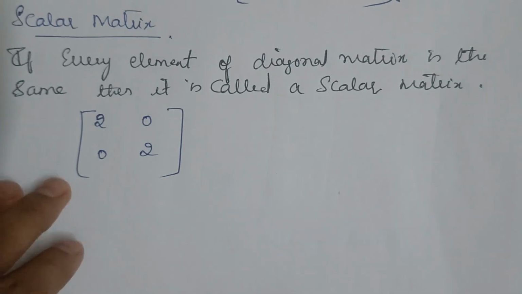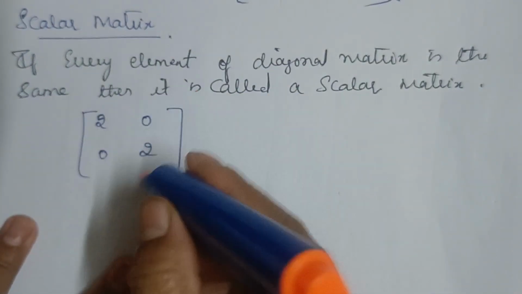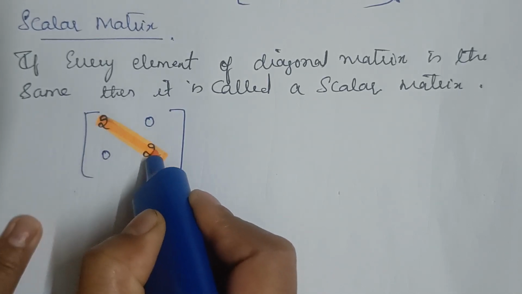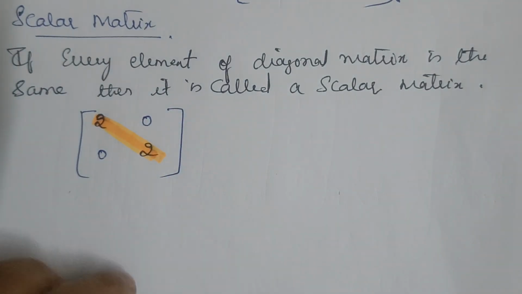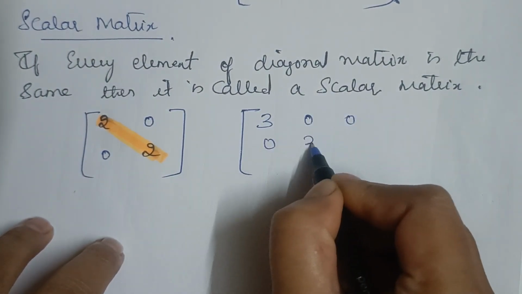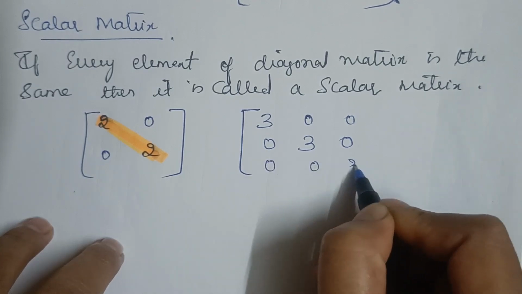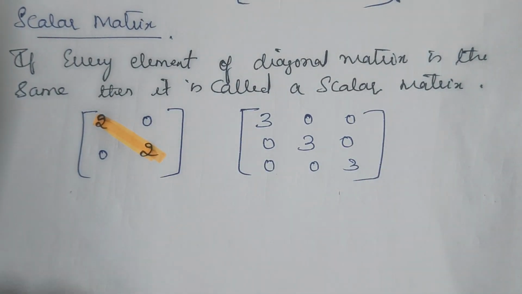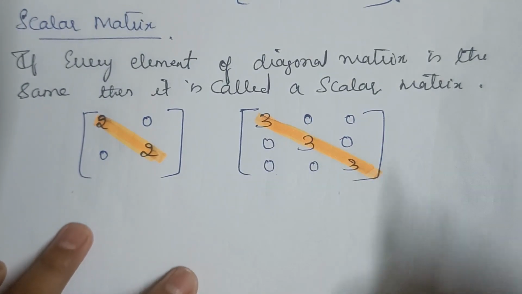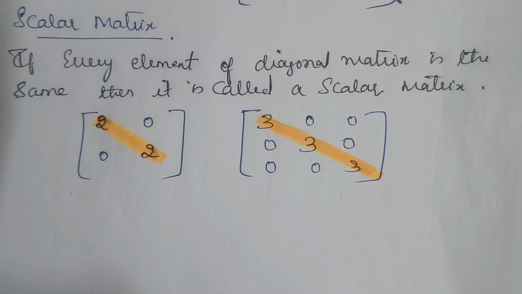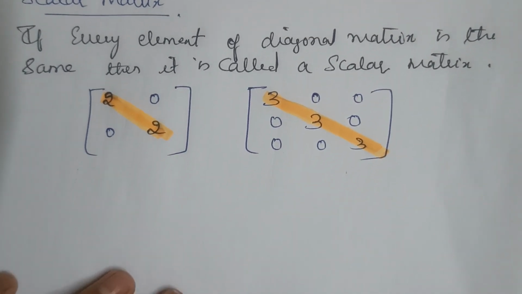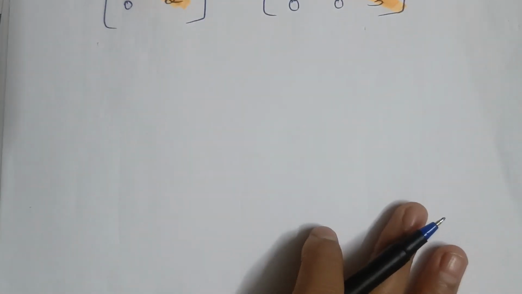You can see here the principal diagonal elements. This is a diagonal matrix, of course, and the principal diagonal elements are the same. I'll take one more example: 3, 0, 0, 0, 3, 0, 0, 0, 3. Again this is a 3 by 3 matrix, and the principal diagonal elements are the same, correct? All the other elements are zeros. Hence this is called a scalar matrix. I hope you understood the scalar matrix.